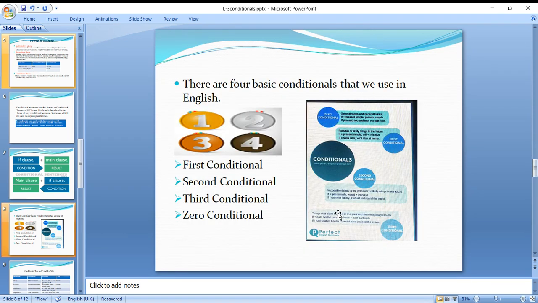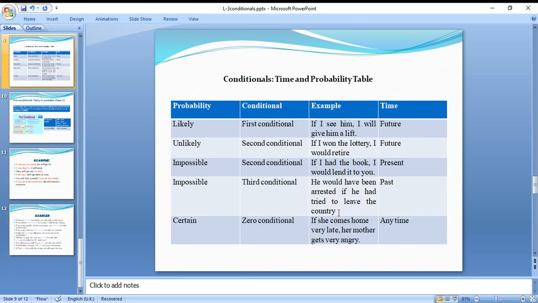There are four basic conditionals that we use in English. First conditional, second, third, and zero conditional. First conditional is also known as likely condition or probable condition. Second is unlikely or impossible. And third is impossible and imaginary condition. And the last one is certain and zero condition.